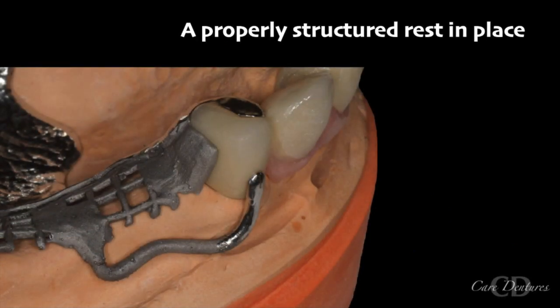Here is a well-structured rest in place for you. It's a type of mesio-occlusal rest on a maxillary premolar, which has received an RPI, that's rest, proximal plate, I-bar type of direct retainer. We have to bear in mind that the rest shouldn't be an over-contoured extension of the coronal tooth structure, but an integral part of it, which means it is an intracoronal preparation on the tooth.